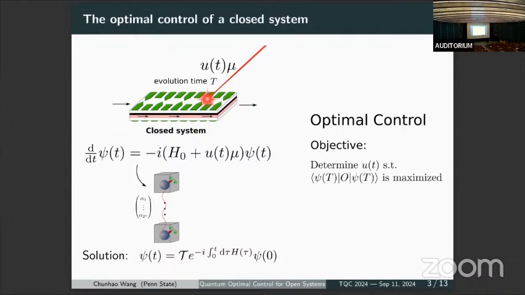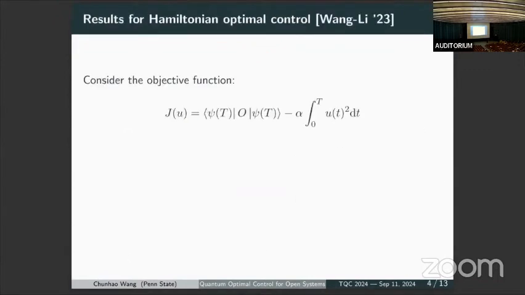You can imagine that it is a very important problem. It has many applications, and there are a lot of classical algorithms for solving it. But the classical algorithms suffer from the exponential growth of the resources in terms of the number of qubits. So we have quantum algorithms for solving this optimal control problem. We define this objective function, which is this expectation value, but we also have this regulator term. Recall that we want to maximize this objective function, so we have this regulator term to make sure the control function is not too large.